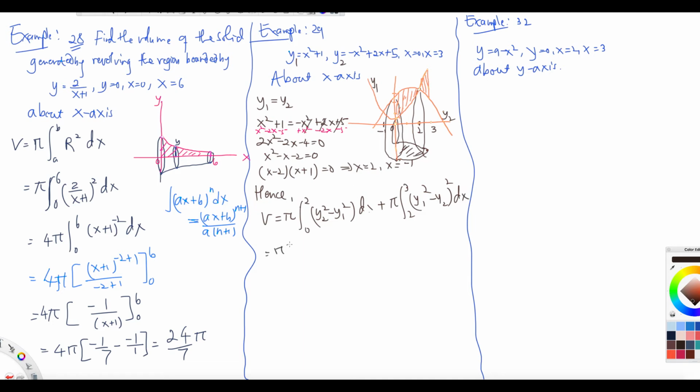Now we plug in the values of y1 and y2. So it will be pi, 0 to 2. What is y2 squared? Y2 squared is negative x squared plus 2x plus 5, squared, minus y1 squared, which is x squared plus 1, squared, dx. And then plus pi, 2 to 3, y1 squared, which is x squared plus 1, squared, minus y2 squared, which is negative x squared plus 2x plus 5, squared, and then dx.